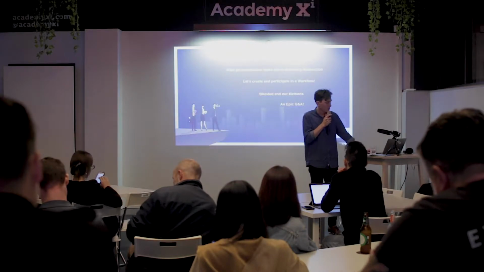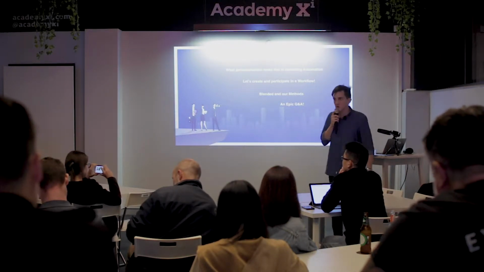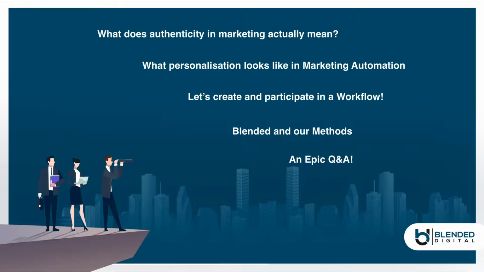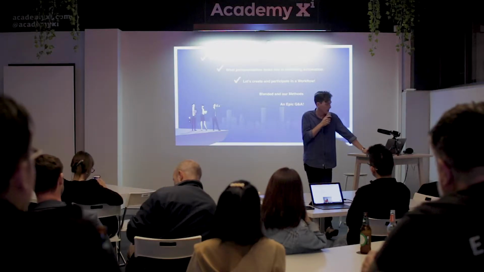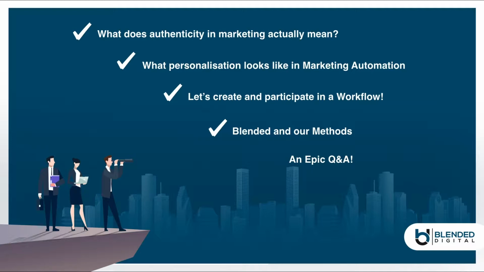So let's jump straight into what the agenda is going to be for this particular workshop. I've laid it out here pretty simply for you. First of all, we're going to cover what authenticity in marketing actually means. Then, what does personalization look like in marketing automation? Then we're going to get to the fun bit, where this questionnaire you're filling out will come full circle to creating and participating in an actual workflow with a live demonstration within an actual automation platform. Then we'll talk about blended methods around that, and we will then have an epic Q&A afterwards with myself and Adam, our CEO, if we have time.